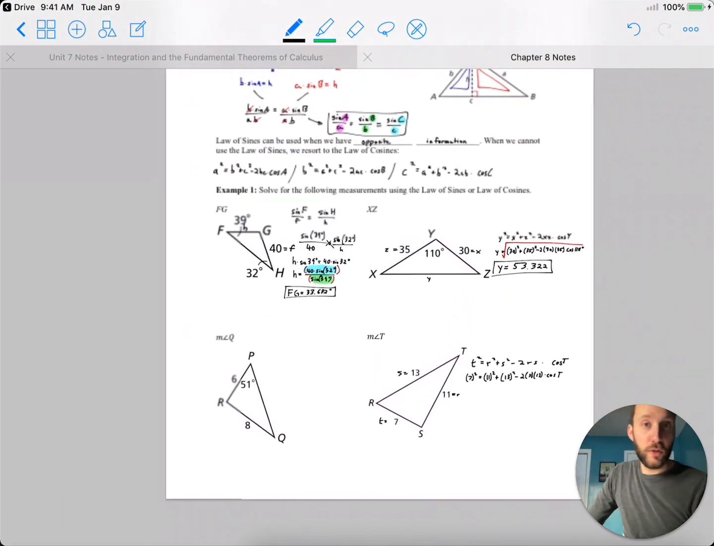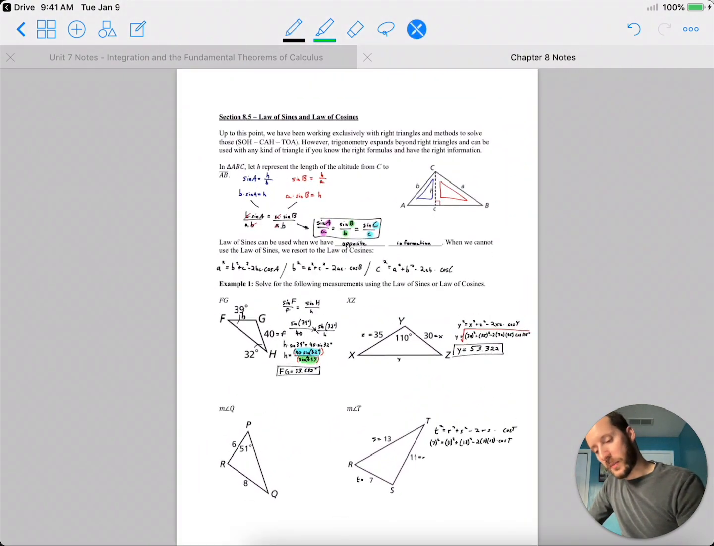So take a look at those, check them until I complete the notes. I believe there's an example on the next page. Complete that also.